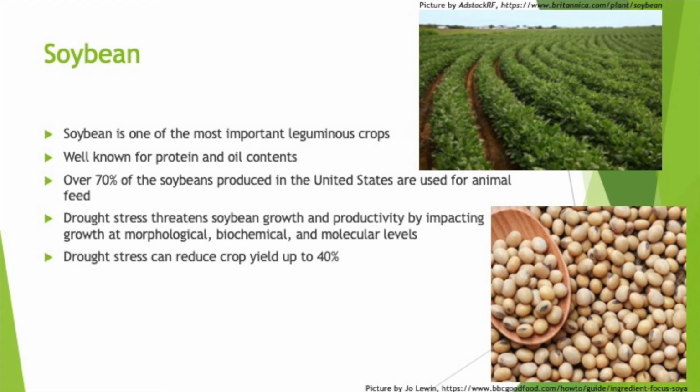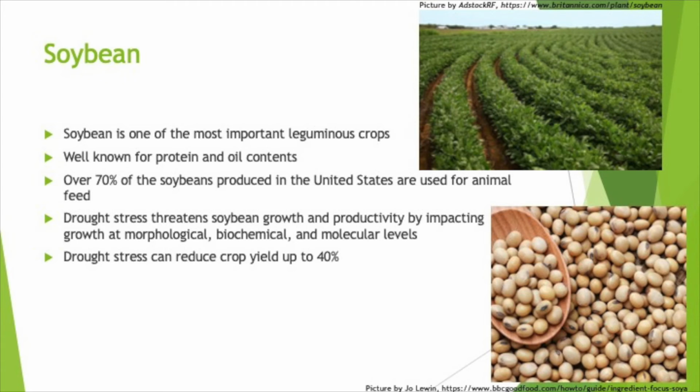One example of a crop that is being negatively impacted by drought is soybean. If we can improve drought resistance, we can improve soybean production. Soybean is one of the most important leguminous crops. It is well known for its protein and oil contents.